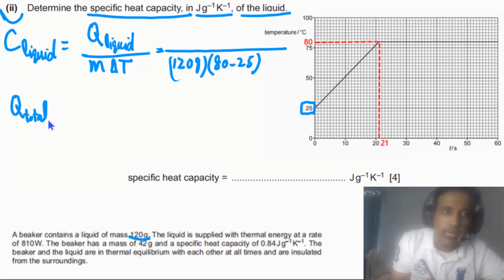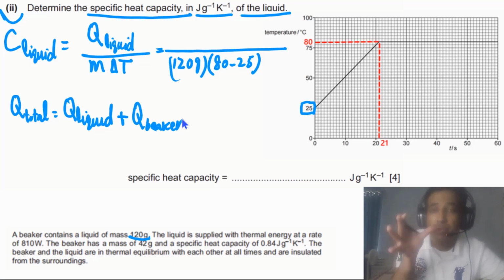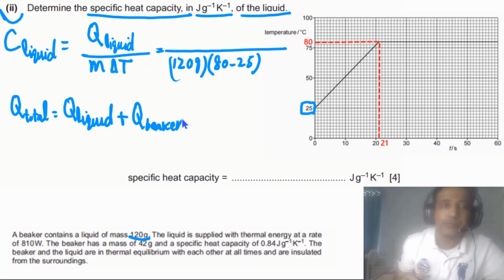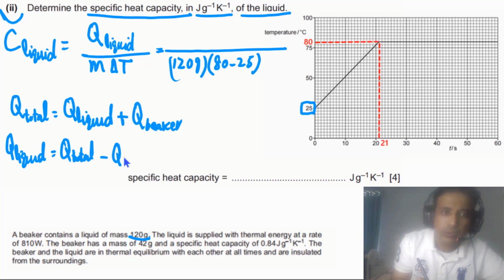We need to find Q liquid, but in this case we can find Q total. Q total has to be equal to Q supplied to the liquid plus Q beaker, the thermal energy used to raise the temperature of the beaker. We need to find Q liquid, so we can rearrange. Q liquid has to be equal to Q total minus Q beaker.